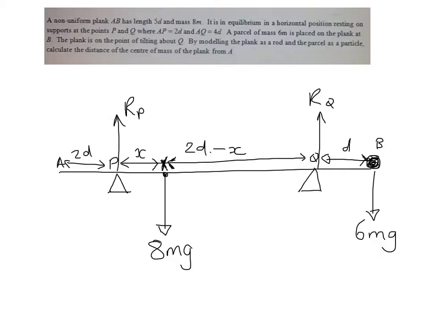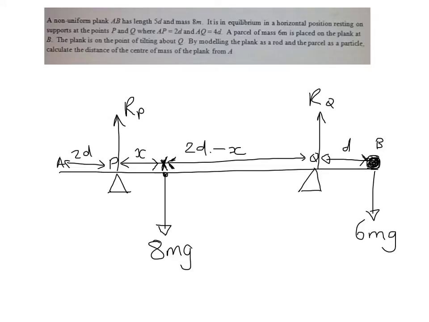And we're modelling the plank as a rod, which means it's not going to bend, and the parcel as a particle, so that means its mass is just going to come out of the point that I've drawn on. Calculate the distance of the centre of mass, that's where I've put X, from A. So the question is asking me basically what 2D plus x is. That's what I need to know.